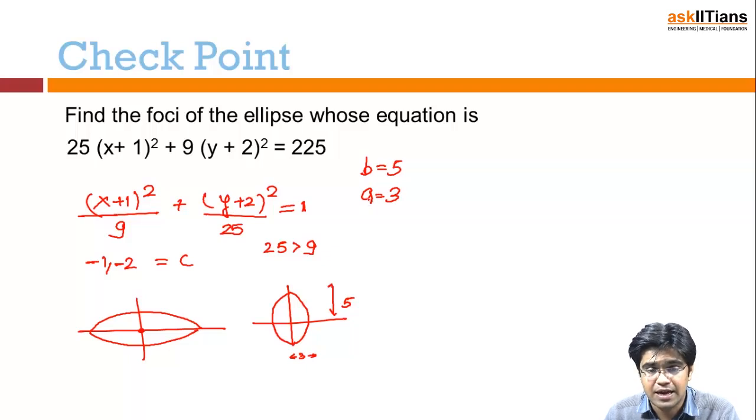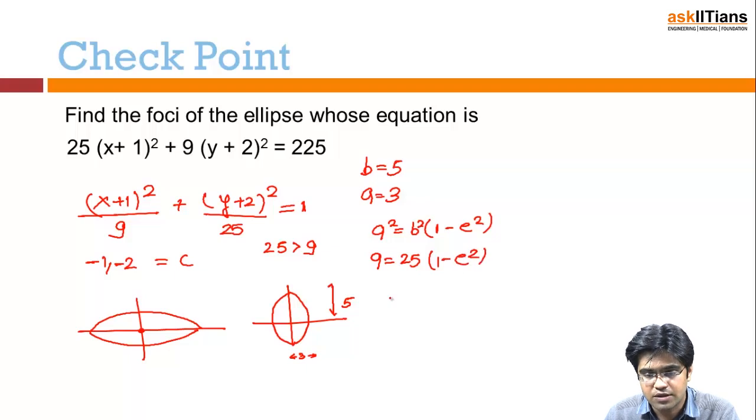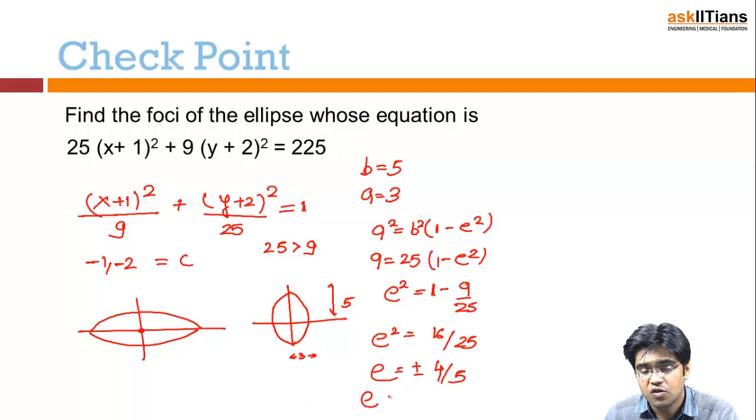but because this is the case, our formula for eccentricity will also change. The formula will now become a square equals b square times 1 minus e square. So by putting in the values we can find the eccentricity very clearly: 9 equals 25 times 1 minus e square. So e square is 1 minus 9 by 25, that means e square is 16 by 25, or e is plus or minus 4 by 5. Obviously eccentricity cannot be negative, so our final answer is that the eccentricity of this ellipse is 4 by 5. So this is it for the first part.